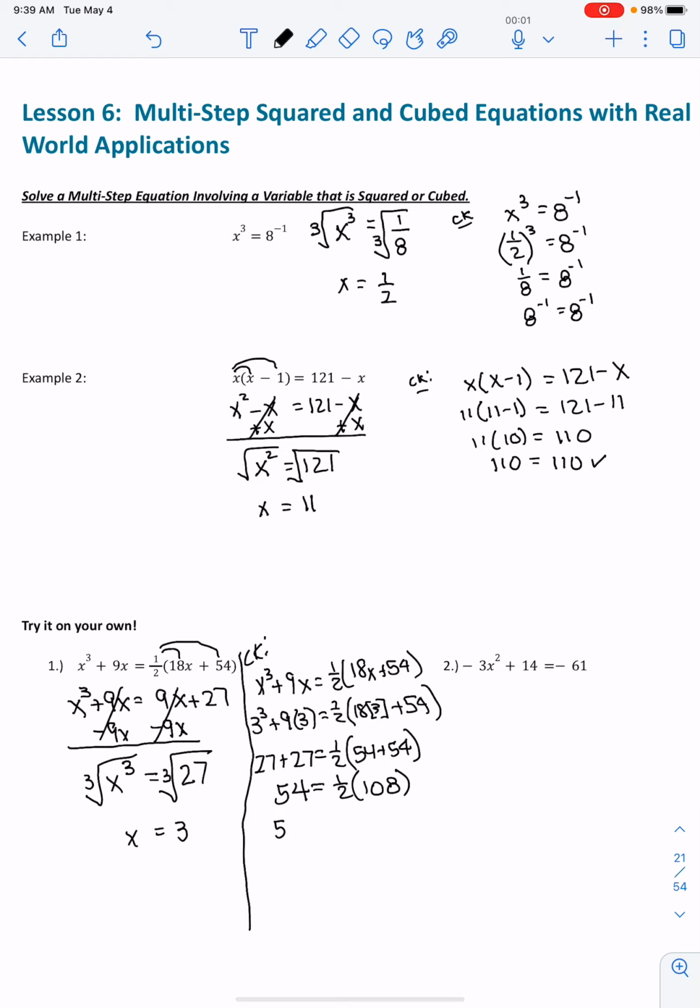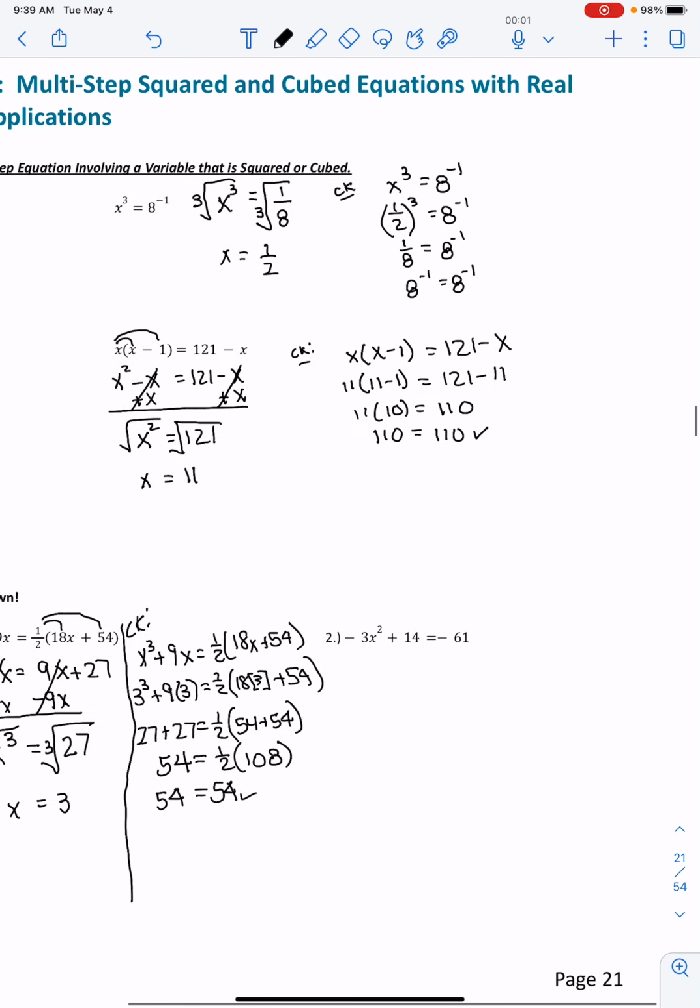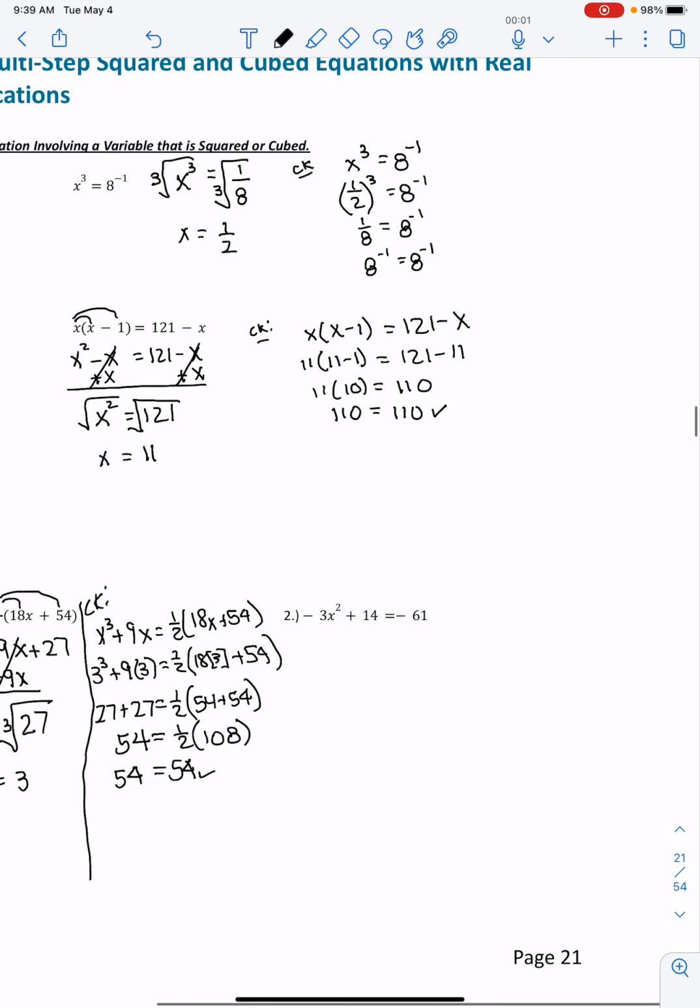And half of 108 is 54. And it checks. So our next question, I'm going to move this over so we've got a little bit of room to solve and check it. We have negative 3x squared plus 14 equals negative 61.